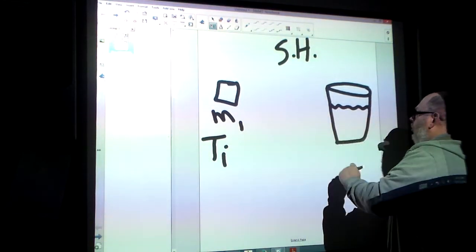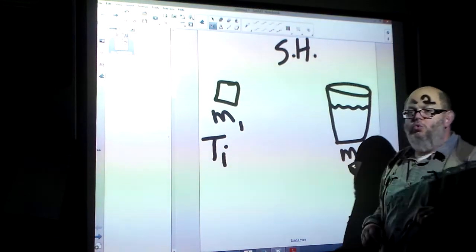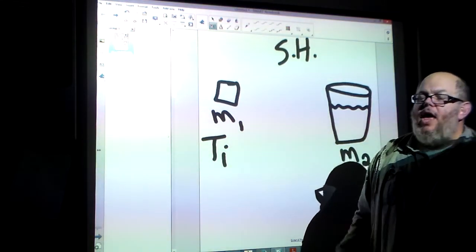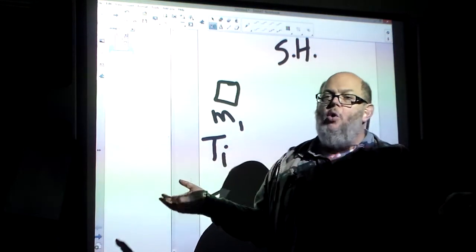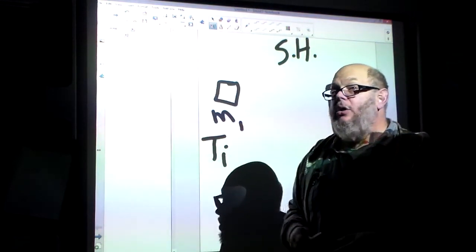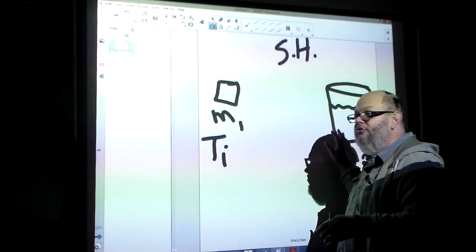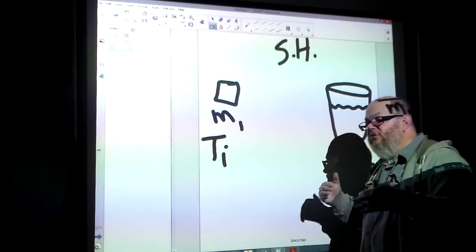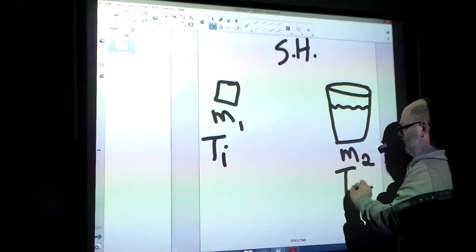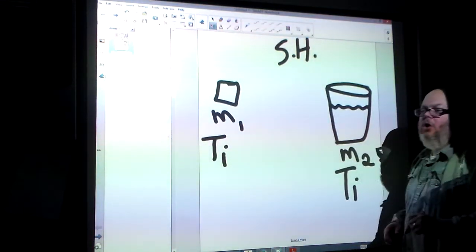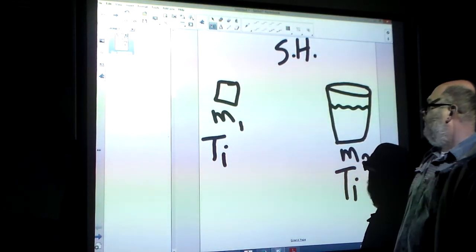So here, we're going to have a certain amount of water as well. We're going to call that m2. And how are we going to determine the mass of the water? Well, if we know the density of water, 1 gram per milliliter, we can put a certain number of milliliters into the cup, and then we can determine the mass from it. But we're also going to need to know the initial temperature of the water in our coffee cup calorimeter as well.